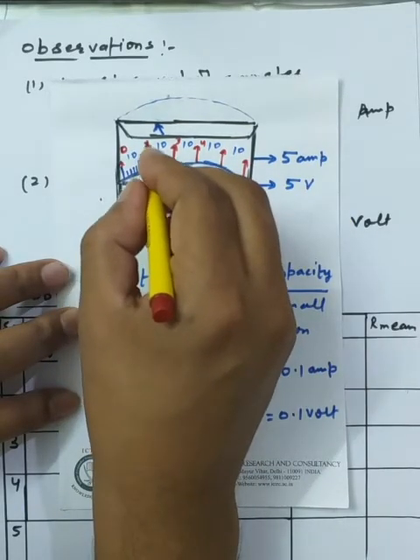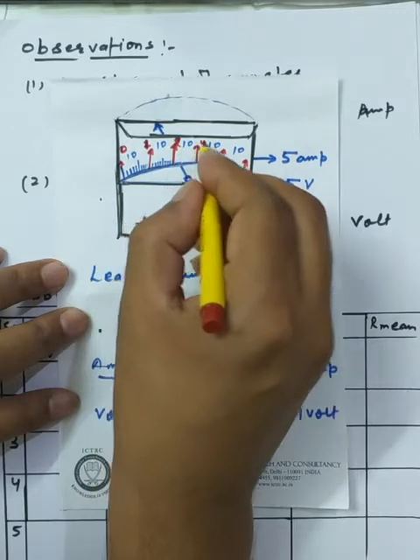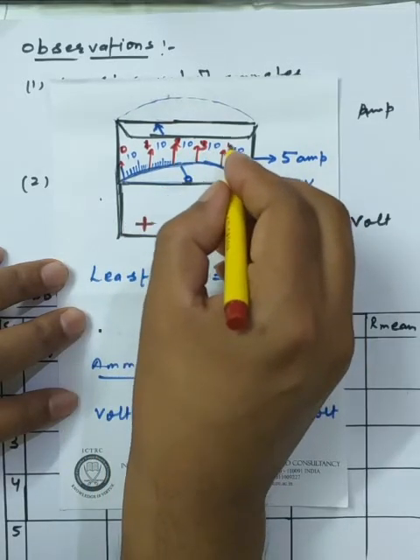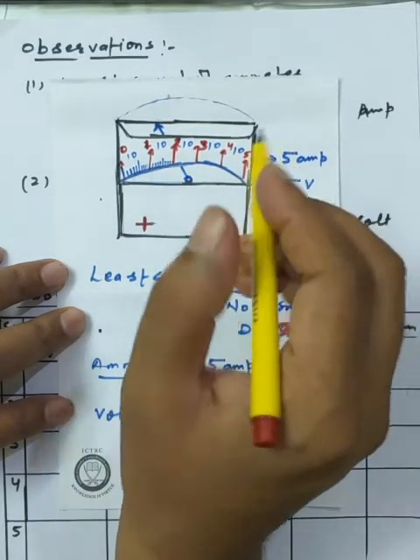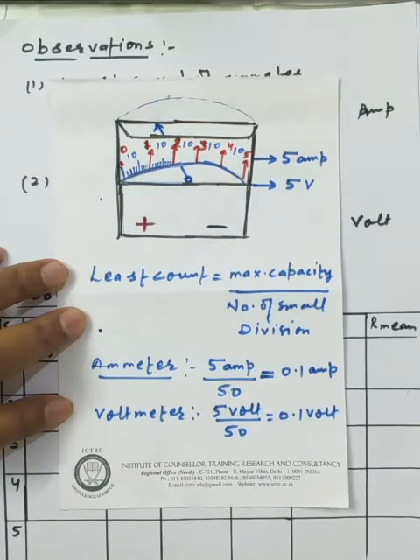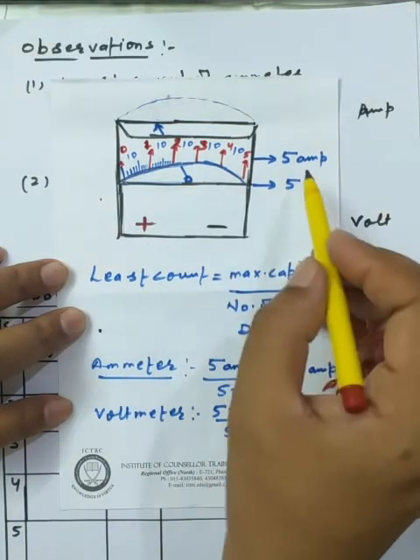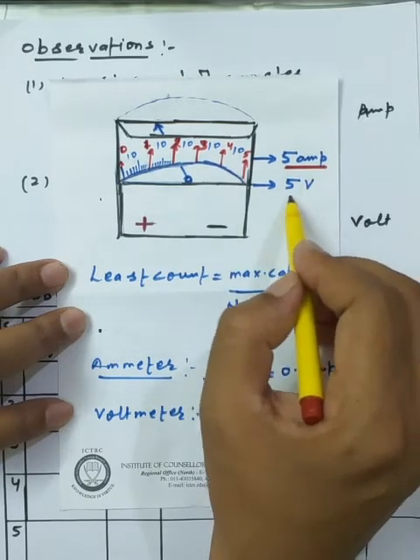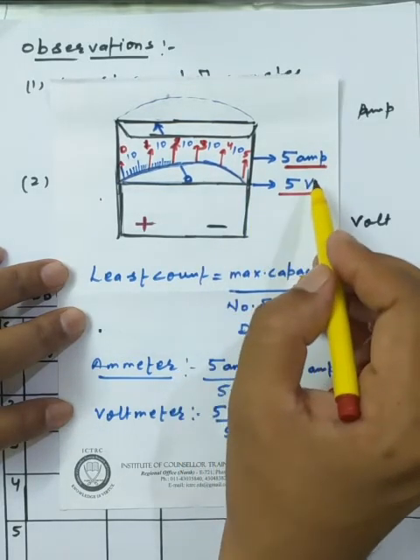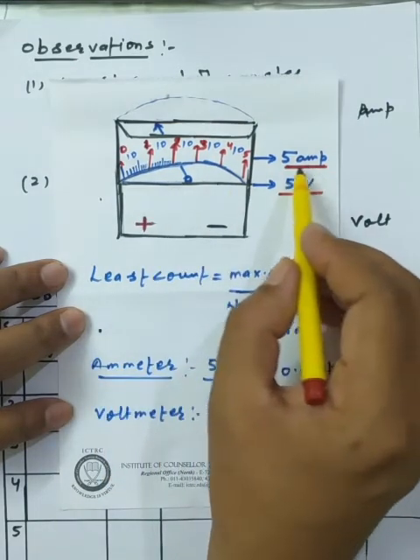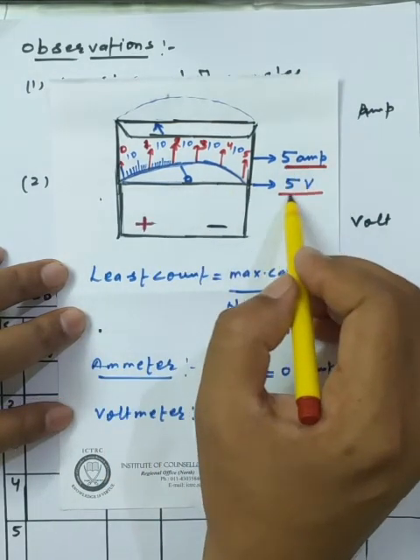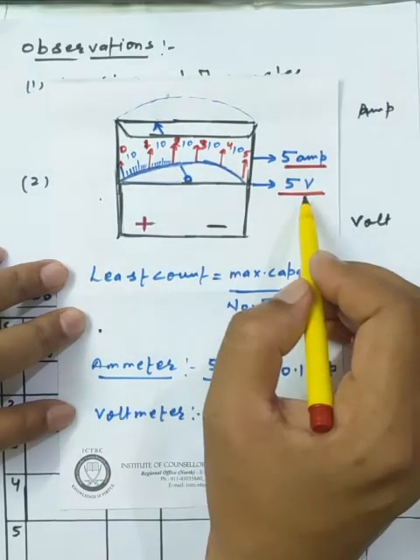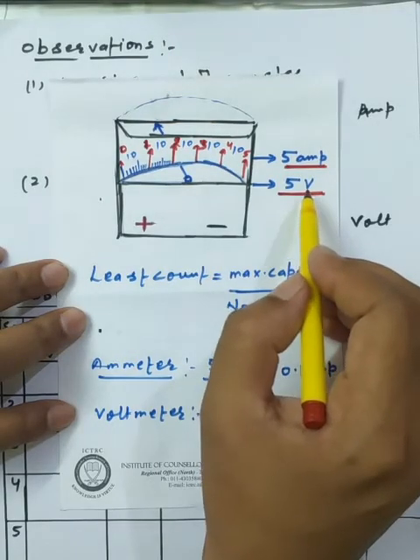So we are starting with the 0. This is the 1, this is the 2, this is the 3, this is the 4, and the last arrow is regarded as 5. Okay, so easily we can say that the maximum capacity of the device is 5 ampere and 5 volt. Whenever you are talking in the sense of an ammeter, you can take 5 ampere, and when you are talking in the sense of a voltmeter, you can assume 5 volt.